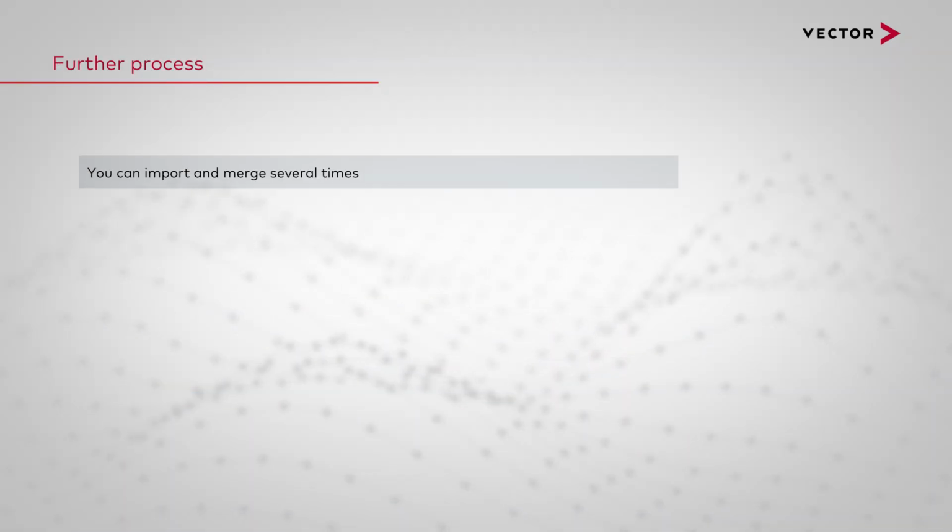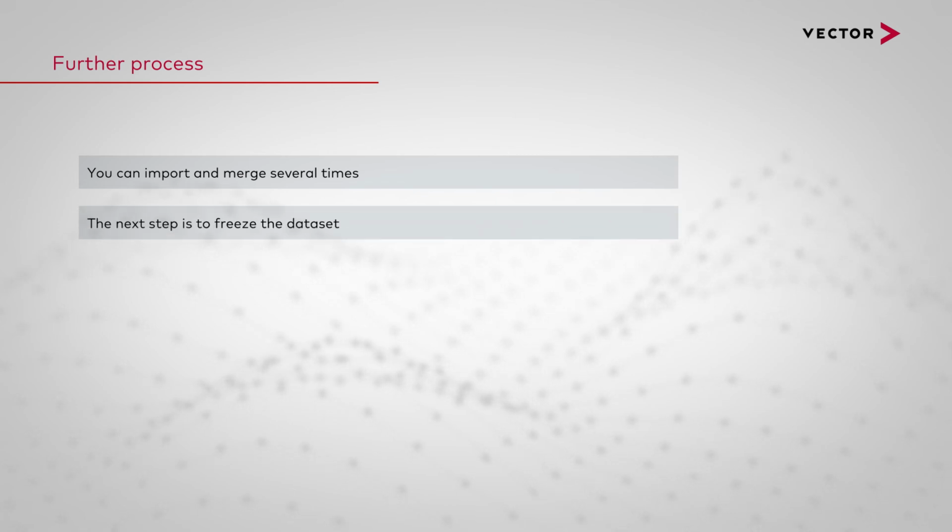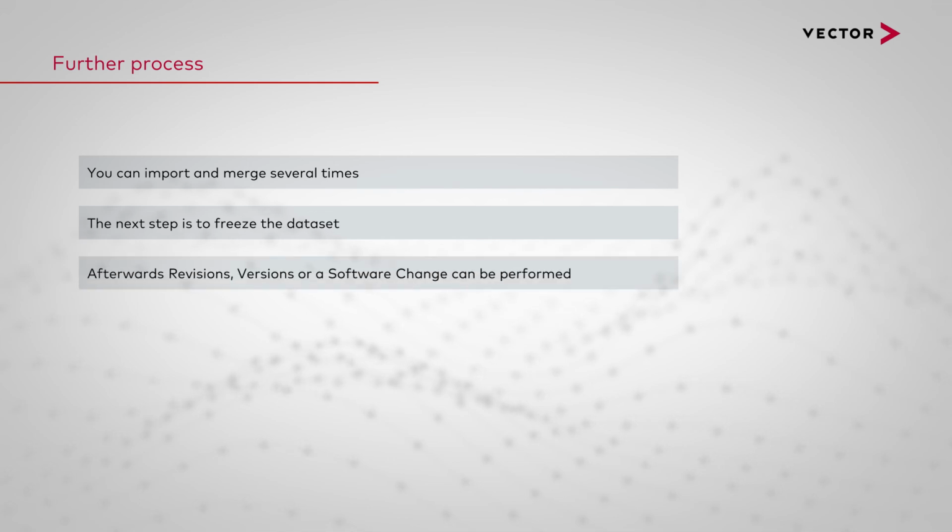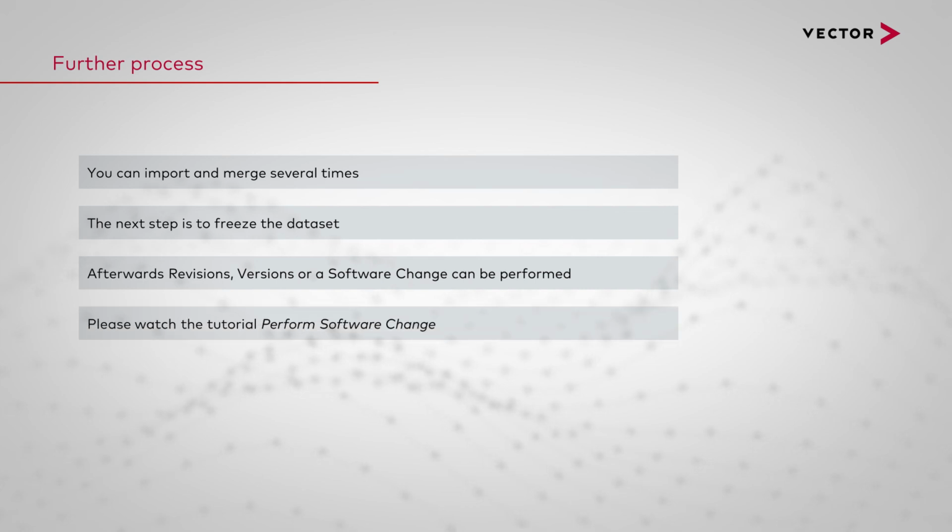Import and merge of calibrations can be performed several times as long as the dataset is in edit mode. As a next step, you can freeze the dataset and update your hex file. Afterwards, it's possible to create revisions, versions, or perform a software change based on your needs. For more information, please watch the tutorial Perform Software Change.